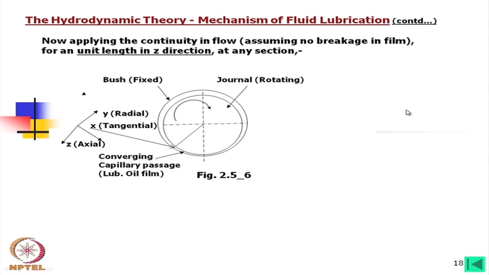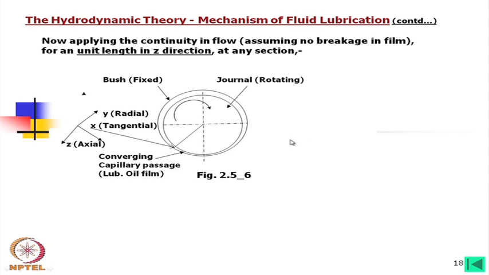So, for a unit length in the z direction, because if you want to match the dimensions, you will find that in these equations one dimension is missing. So, we have taken unit length in the z direction. Here z means along the axis of the shaft. You can see these directions: this is along the axis of the shaft, this is the x direction, this is the y direction. And the converging capillary passage is moving like this. From here to here, where the minimum gap is, there will be the converging fluid, and here the pressure distribution will be there.